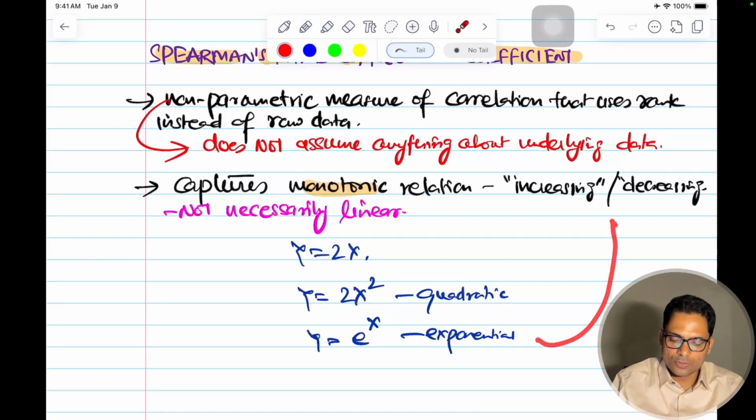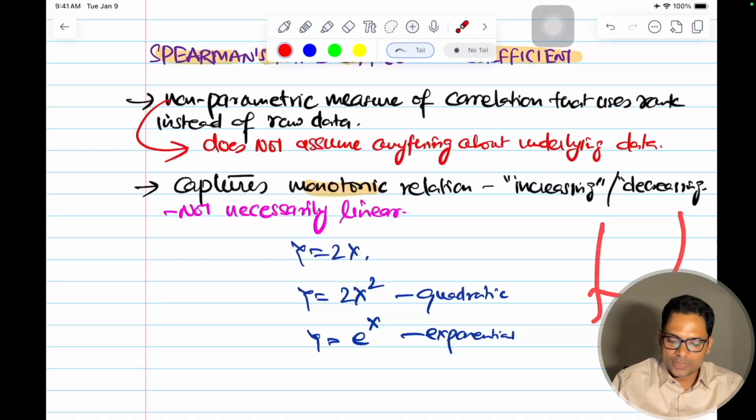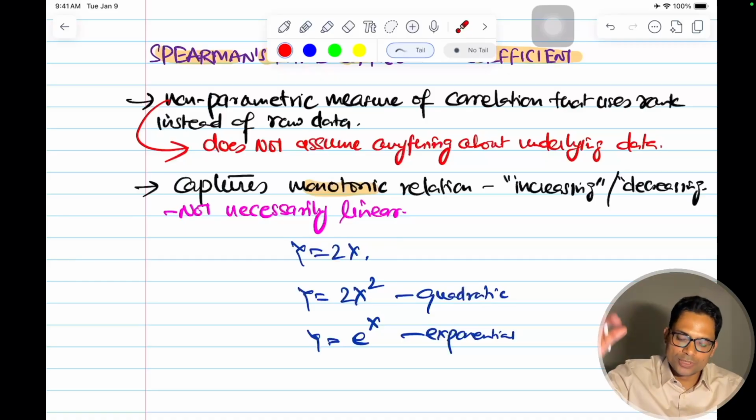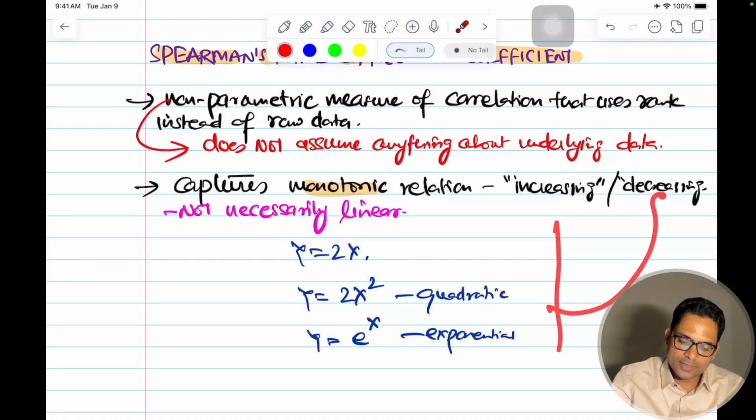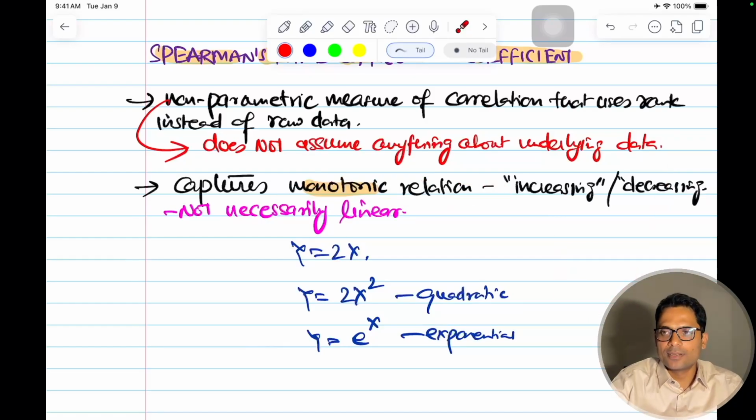This one just grows like this. Y equal to 2x square will look something like this, where on one side it is decreasing and on the other it is increasing. But if I take just the positive side, then it's increasing only, and that side is monotonic. Monotonic means both should change in the same direction. If x is changing on the positive side, then y also changes on the positive side only. It should not go down. That's what capturing a monotonic relation means. I hope that is clear.